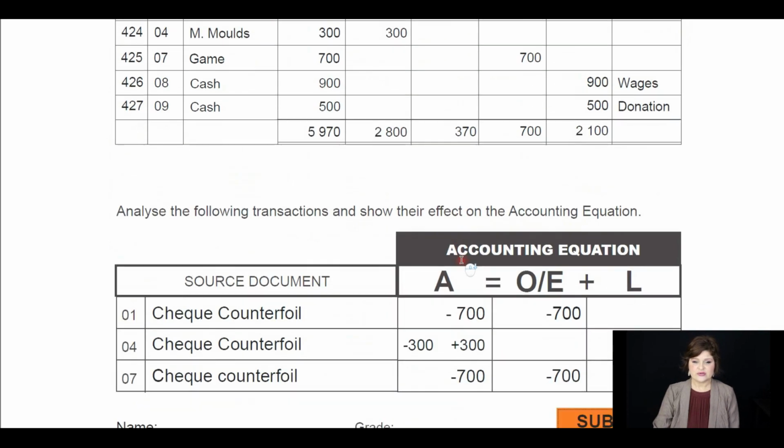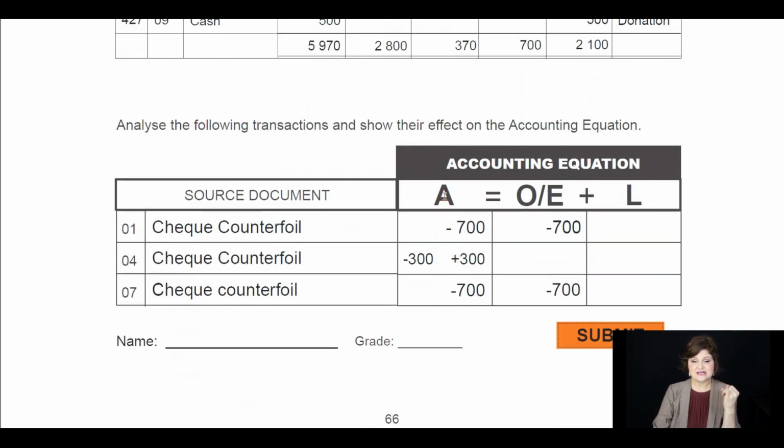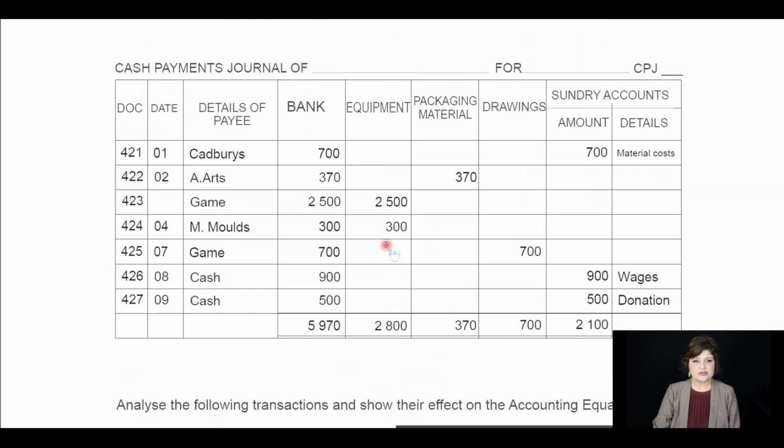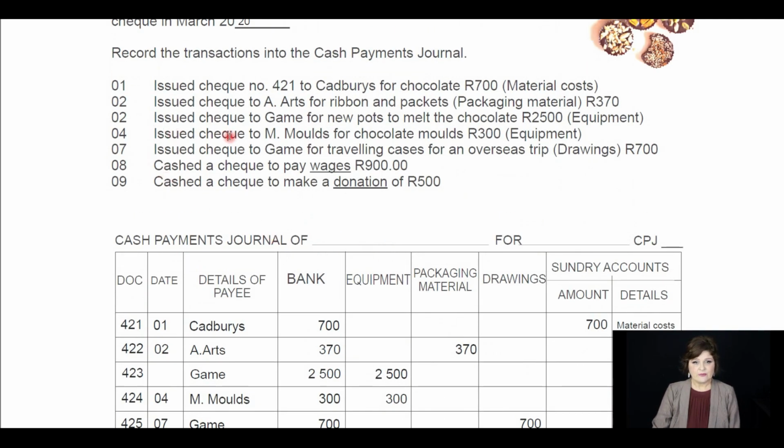All right, so let's go to our AOL. Bank is an asset. And what happened to the asset? It decreased by 700 Rand, and material costs is an expense, and we know that expenses decrease owner's equity. All right, on the 4th, let's see what the transaction was there. Issued a check for chocolate molds equipment. All right, so the two accounts affected by that transaction are bank. You see check, it's always bank, and then equipment.